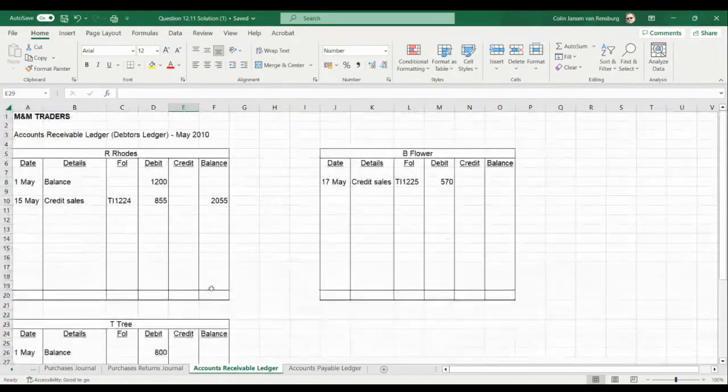Okay, so now let's go and see which other possible ledger could affect our debtors. Which other journal can affect our debtors ledger?